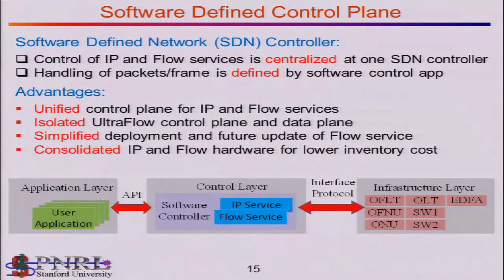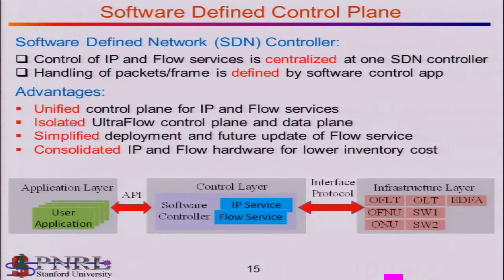Then, having talked about the data plane, we move on to the control plane of the ultraflow access network. To achieve a really flexible, expandable, and efficient control of the ultraflow access network, we are working on a software-defined network controller that centralizes the control of the IP and flow services at one SDN controller, and the handling of the incoming packets is defined by the software control app. By doing this, we can unify the control plane for the IP and the flow service.